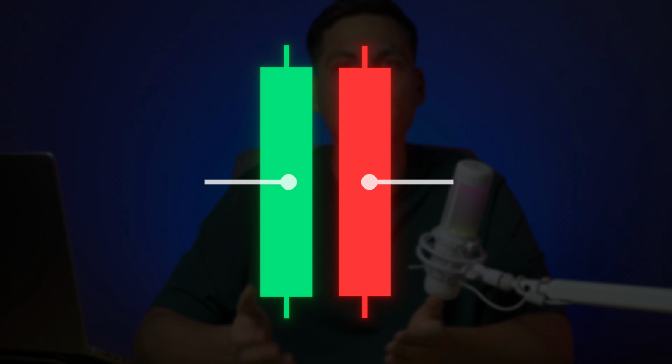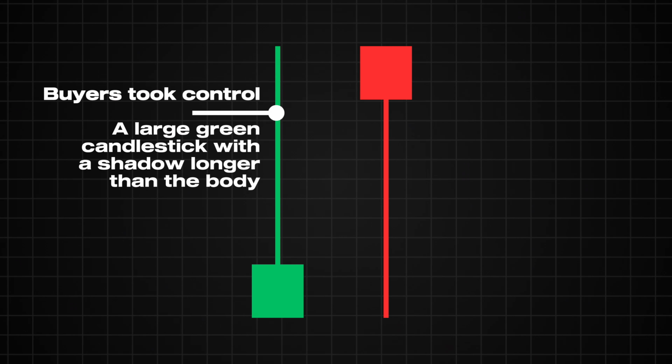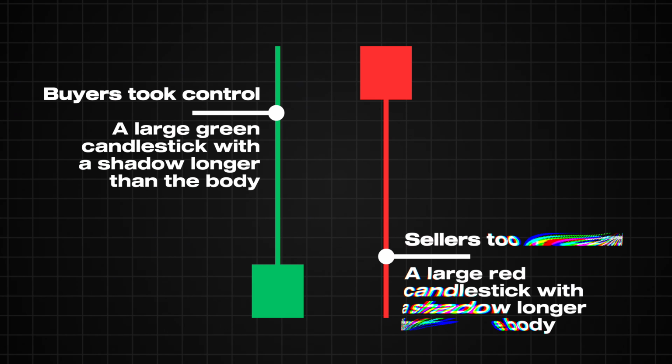But what if the body of the candle is relatively larger than the wicks? This indicates that either buyers or sellers controlled the situation. On the other hand, when the body is smaller than the wicks, it indicates that both sides had much less control, and it was a tough competition between buyers and sellers.